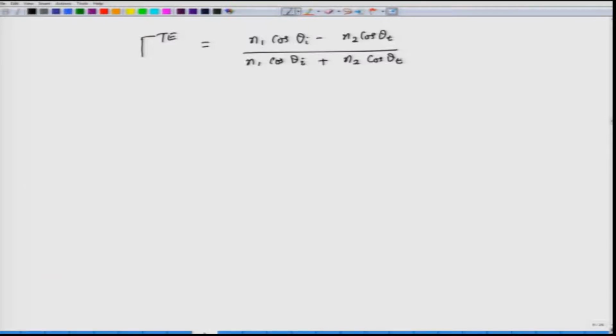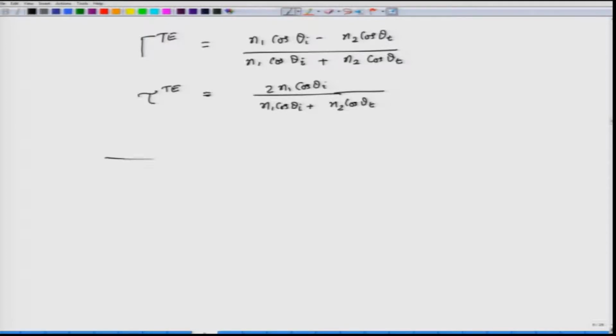Again n1, n2 are the first and second media. For the transmission coefficient, please note that these are all ratios of amplitudes, they are not powers. The transmission coefficient is given by 2 n1 cos theta I divided by n1 cos theta I plus n2 cos theta t. So, the denominator would essentially be the same for both. Now, let us look at certain cases.